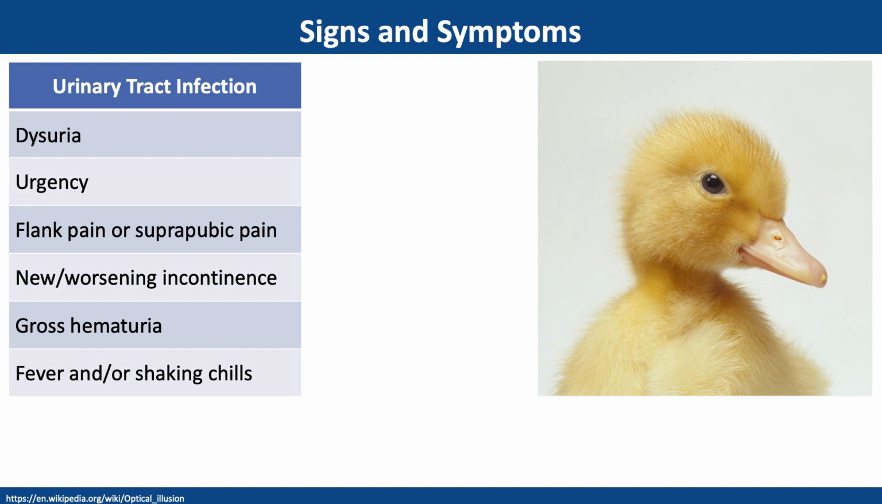So we all know from the Loeb criteria and the McGeer criteria and the revised McGeer criteria and all sorts of other fantastic work that the signs and symptoms of a urinary tract infection for older adults, especially in long-term care, are: dysuria alone is enough. Or they can have fever and urgency, or fever and flank pain or suprapubic pain, fever and new or worsening incontinence, fever and gross hematuria, and then fever with shaking chills. So if it walks like a duck and it talks like a duck, it's probably a duck.